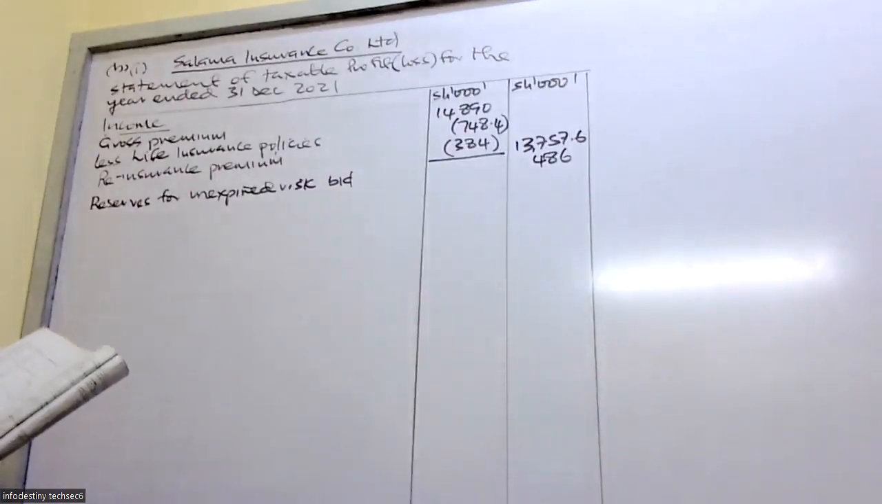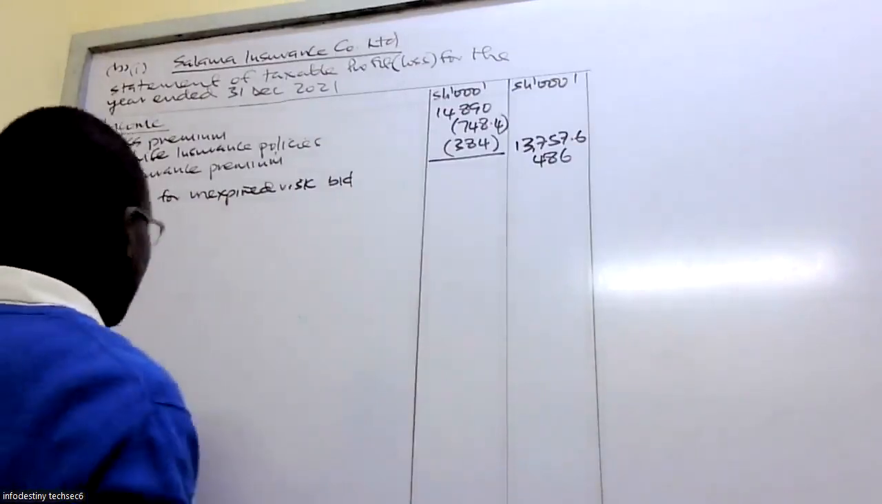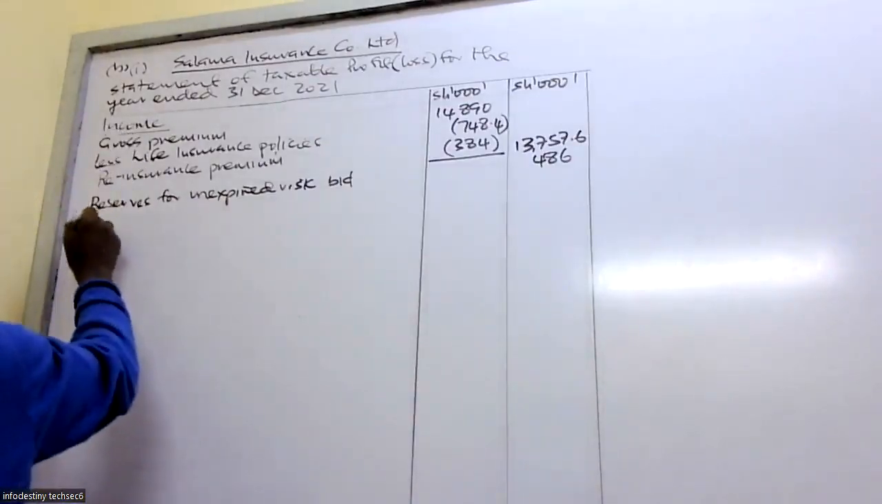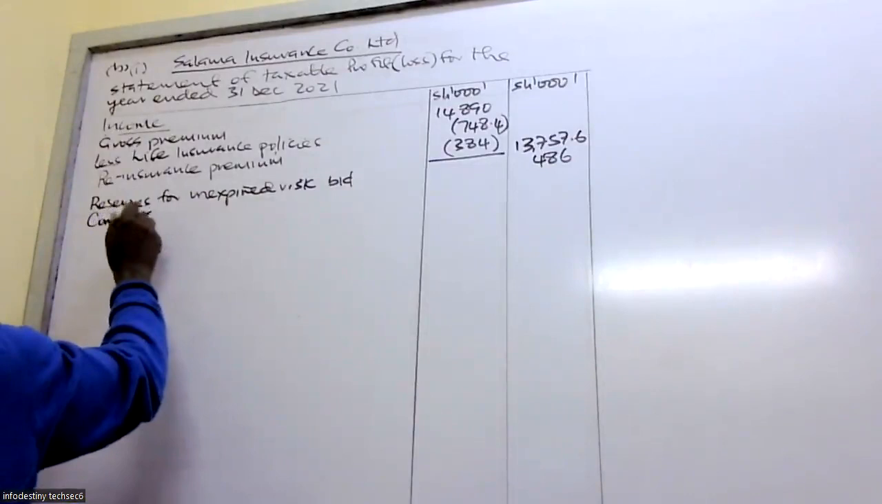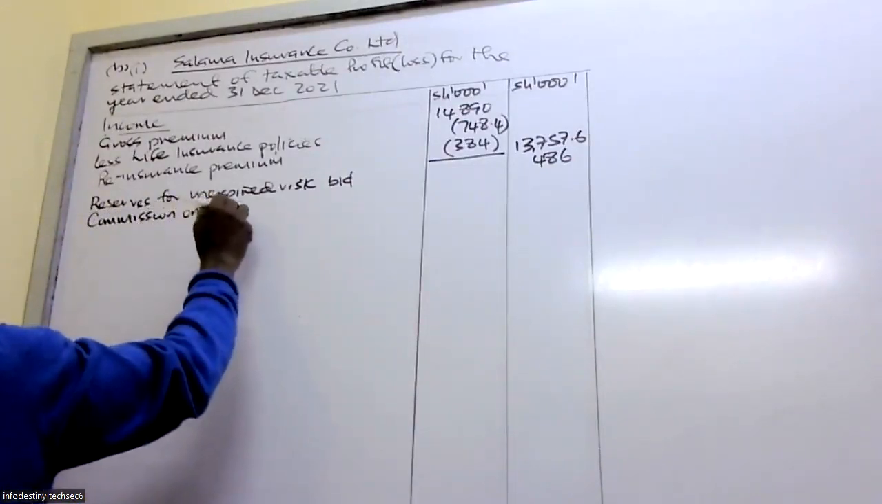Then you look for other incomes, like commission on reinsurance ceded, which will be 760.2.